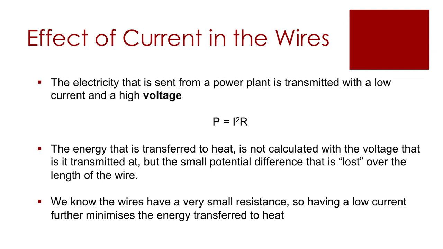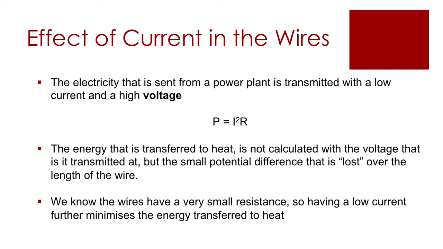So one thing that does come up in topic 11 is about how we transmit our energy from our power plants to the local homes. And one of the ways we do this with transformers is we transmit at a high voltage but a low current. And that comes back to this equation that we're talking about. Power is current squared times resistance.